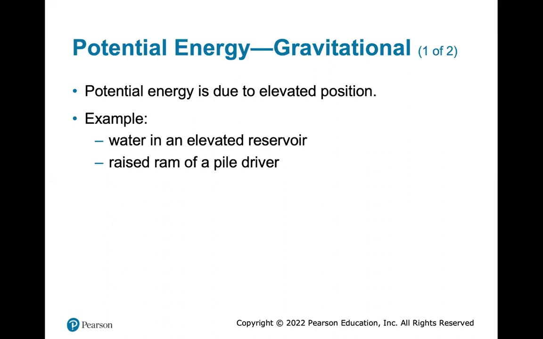Now that has to do with gravitational potential energy. In the case of the bowstring and the compressed spring in a toy gun, that's not necessarily from elevated position, but gravitational potential energy is related to elevated position. So water in an elevated reservoir and the raised arm of a pile driver are examples of gravitational potential energy.